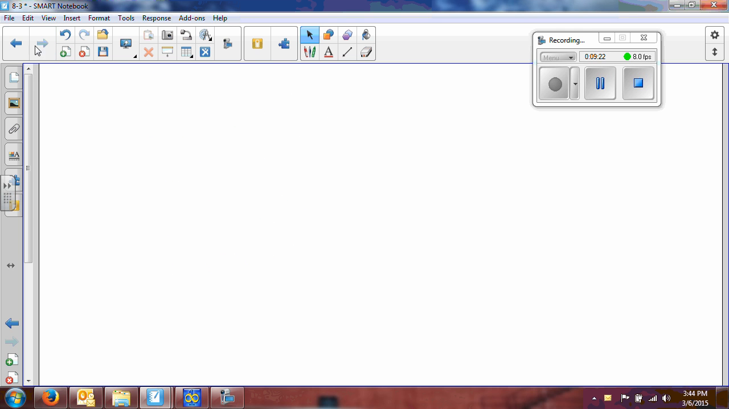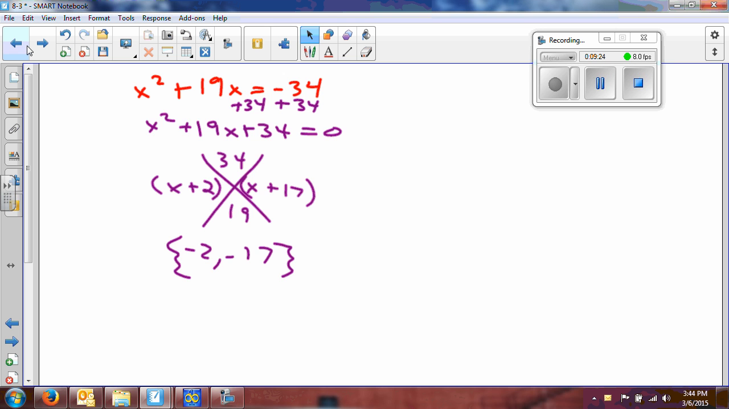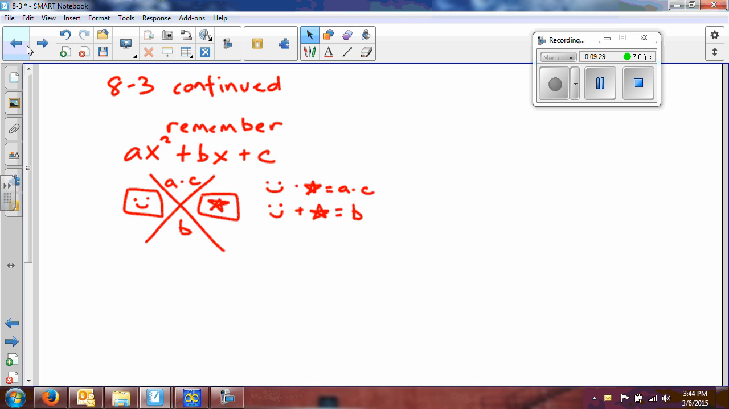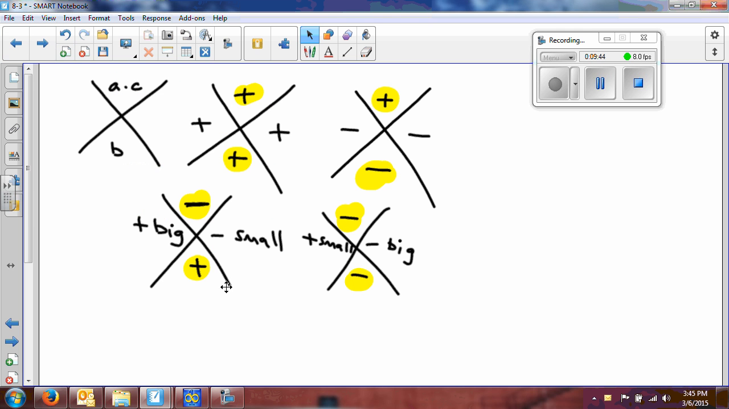Is that it? I think that was it. Okay. So 8-3, not too bad. As long as you remember one of two things. Your two numbers have to multiply to the top and add to the bottom, and a times c gets us our top number. 8-3, a will always be 1, so we really only need c, but we'll need the a times c for 8-4. Okay? And this right here, based on what they give you, you can tell which numbers are positive, which numbers are negative.